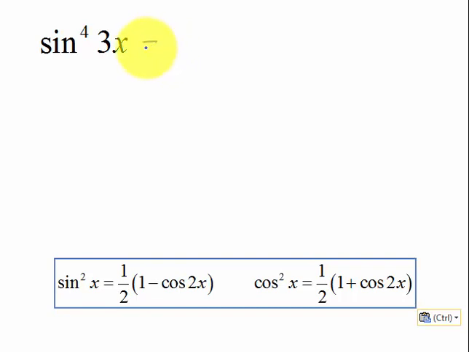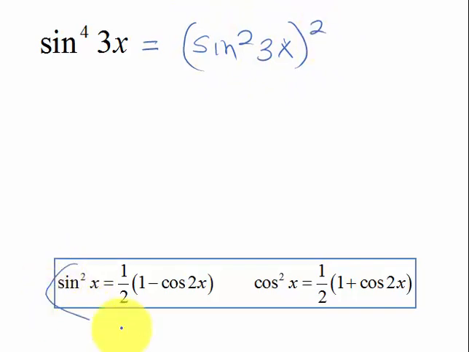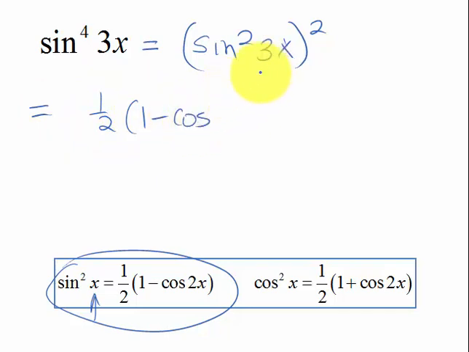So what we're going to do is express sine to the fourth 3x using a sine squared. And so we're going to do sine squared squared. Now we can use this formula, but we have to be careful because we don't have x here, we have 3x. So we can just modify, and if I have a 3x here, then I need 2 times it over here. So let's replace the sine squared 3x with 1/2 times 1 minus cosine of double the angle, so that's going to be 6x, and then that whole thing is squared.